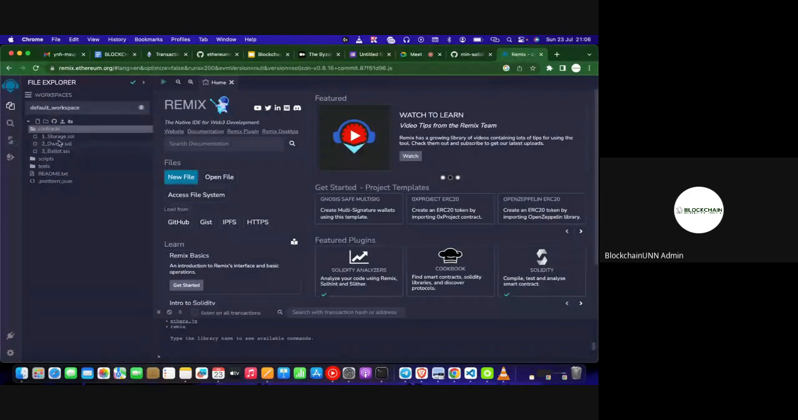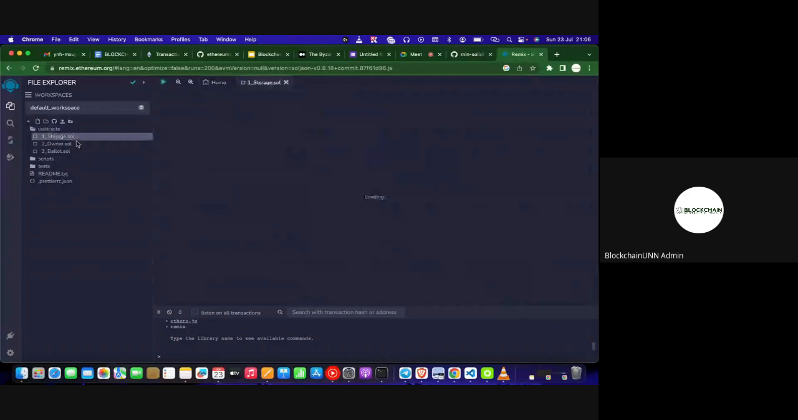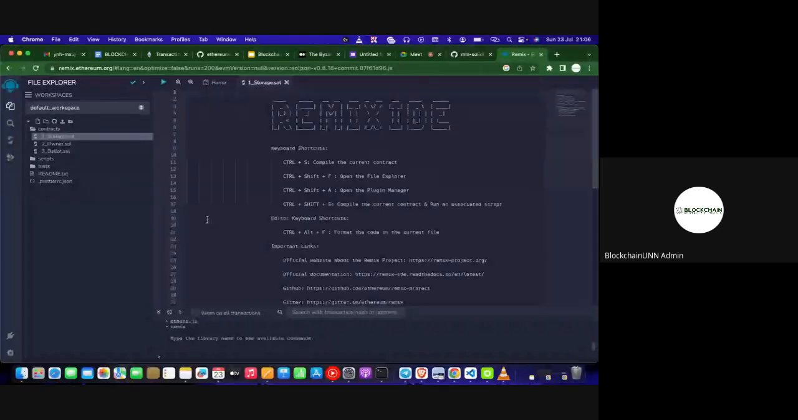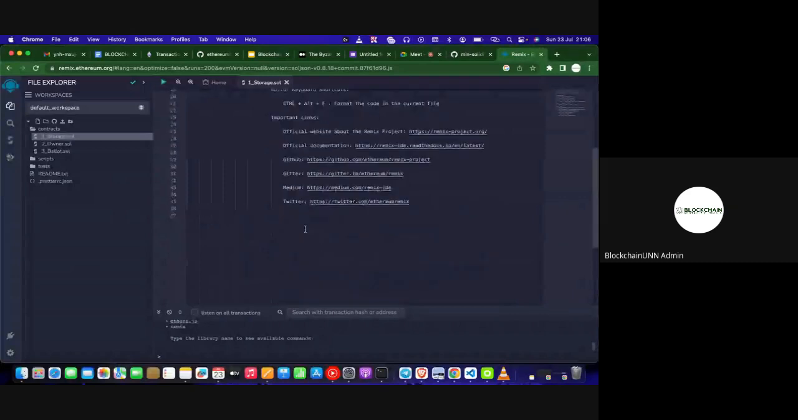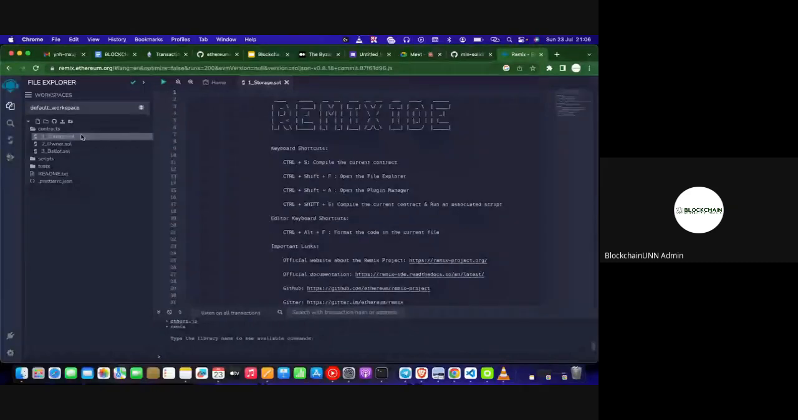So I think I have some simple smart contracts in here. So we're just going to deploy one of them. Unfortunately, there's no smart contract here. Okay, so let's just create a simple one. Basically, we call this ENS.sol.